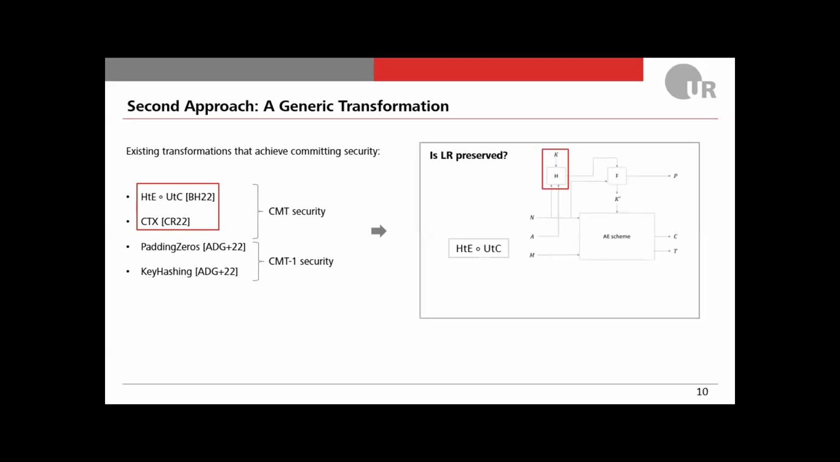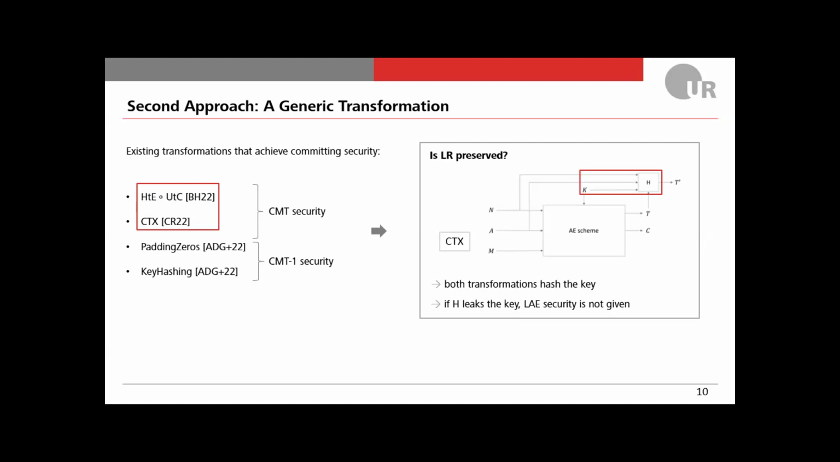Okay, then without going into detail about these transforms, we see that in the BH22 transform, the key is fed into some hash function. And so if this hash function leaks, an adversary might be able to recover the key. And the same is true for the CTX transform, which also directly hashes the key. So in both cases, we would need a leakage resilient hash function. And to circumvent this, we propose a new transform that does achieve committing security and leakage resilience but without this requirement.